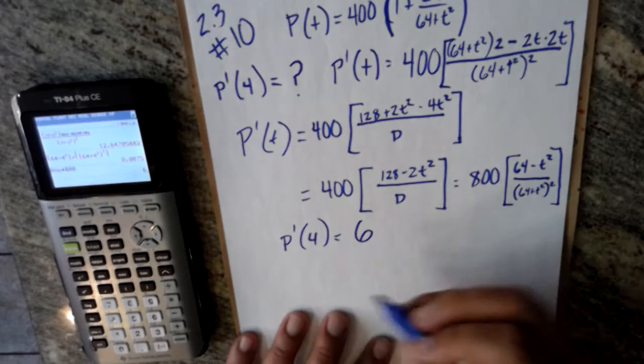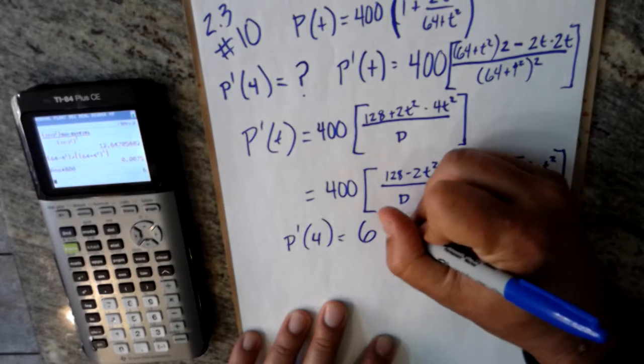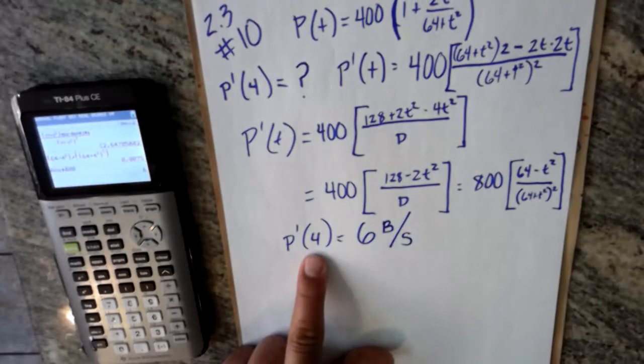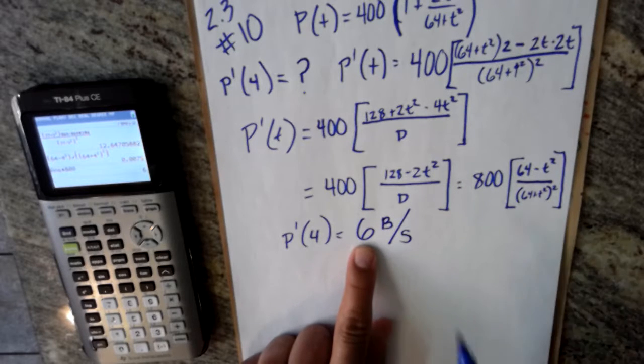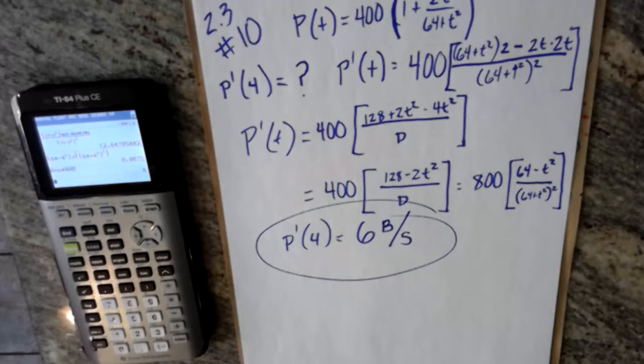What does that mean? Well, without units, it doesn't mean anything. It means 6 bacteria per second. So at the 4th second, the bacteria are growing by 6 every second. Hope that helps. Boom!